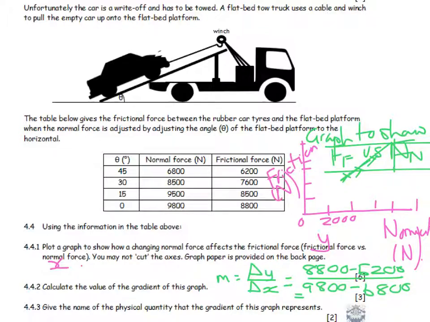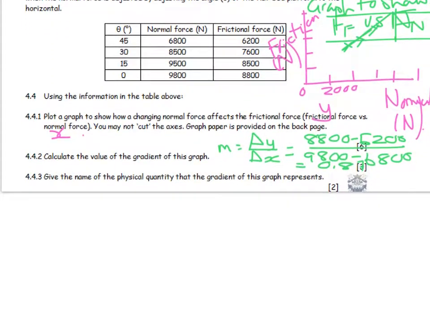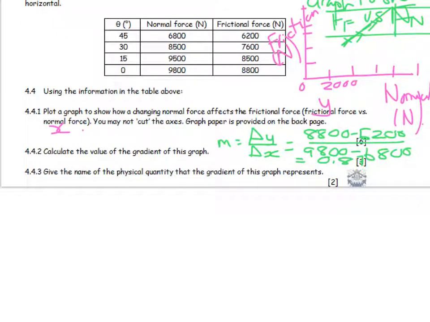And that is equal to 0,87. Now, many of you landed up getting 1. I gave you a margin of error, but try and be a little bit more accurate. What is the physical property that the gradient represents?